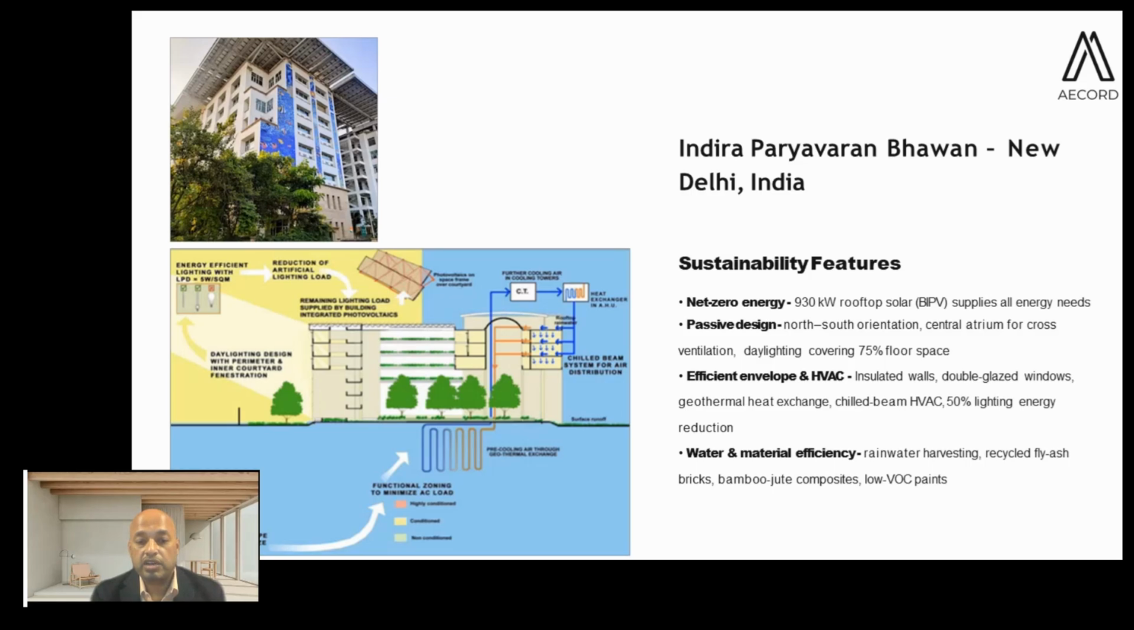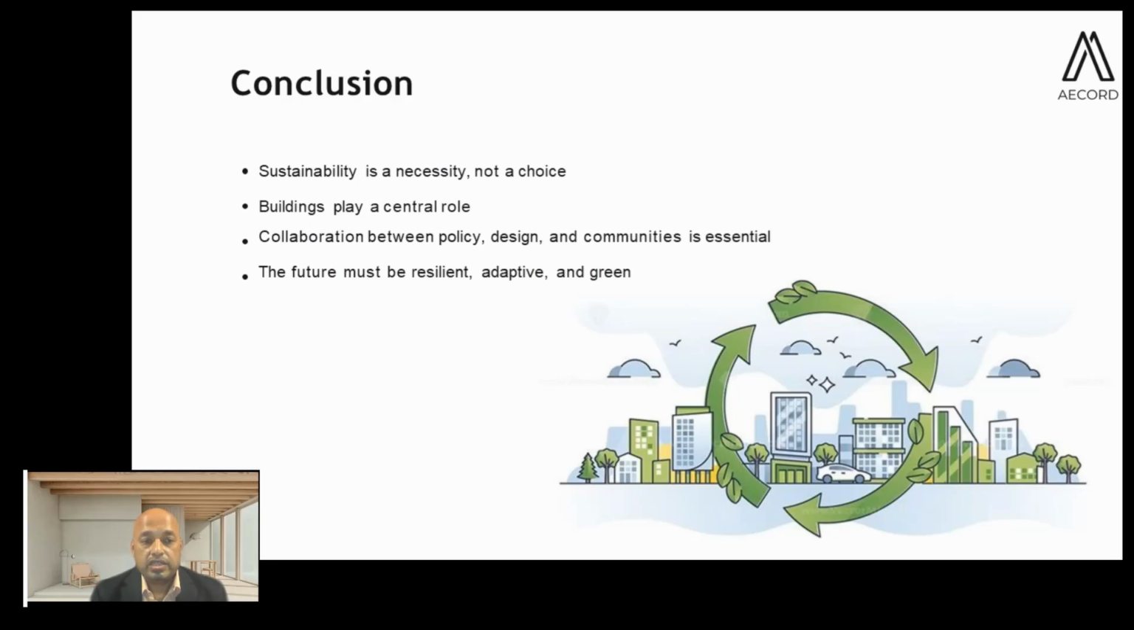And water and material efficiencies: rainwater harvesting, recycled fly ash bricks, bamboo jute composites, and low VOC paint. So all these things come into the materials efficiencies. Yeah, so basically, sustainability is a necessity, not a choice.